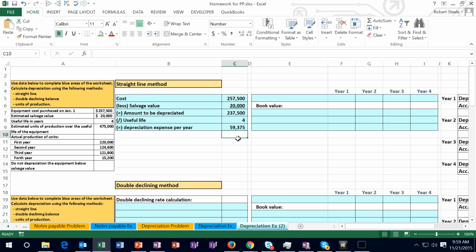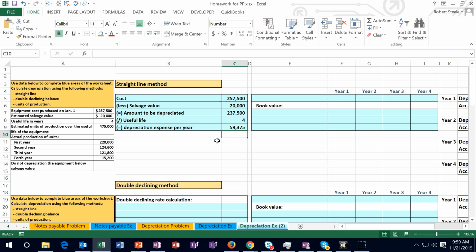Now remember, it could be a little bit more confusing if we had not purchased it in January, because then we would not have a full year's depreciation in the first year. So we would then have to calculate how many months out of the year. So whatever the months that were left, if we bought it on December 1st, it would be 1/12, 1 divided by 12 of that. Or we can divide it by 12, multiply it times 1. That would be the type of calculation.